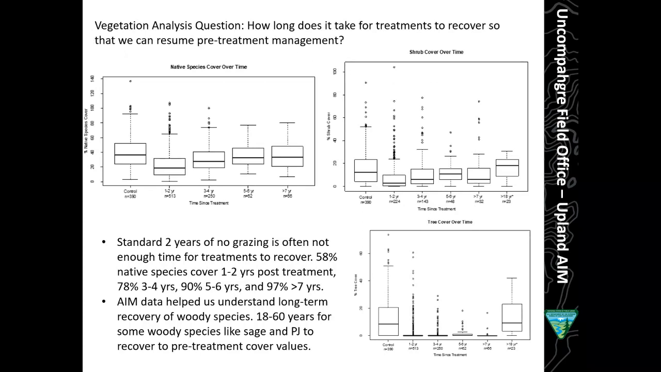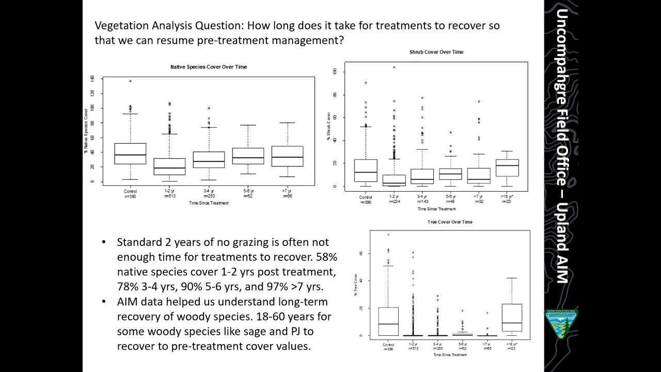So that led us to the next question. How long does it take for treatments to recover so that we can resume pre-treatment management? One of the big debates in our field office has long been that the standard 2-year removal of grazing following a treatment is not adequate, and maybe that was what was causing some of our failures. Conversely, we had a range program that was pretty adamant that without data, they were reluctant to consider longer. So we embarked on answering that question as well.